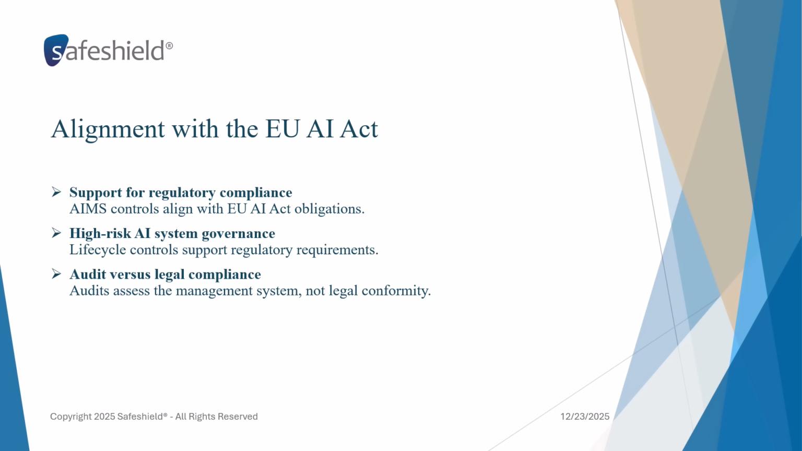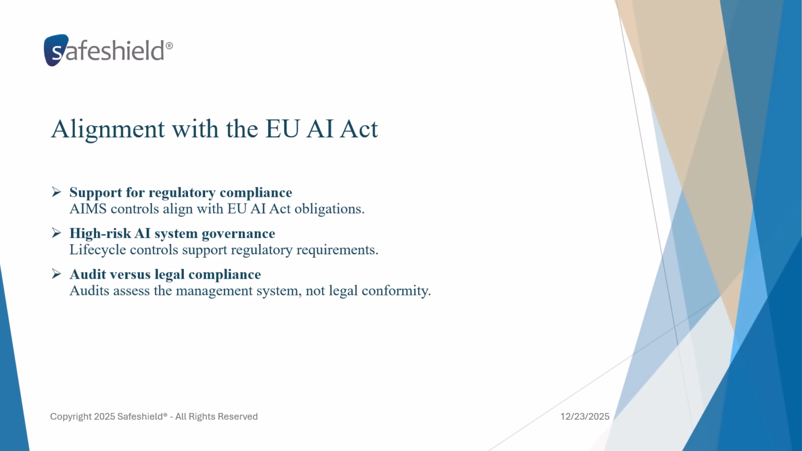Role definition and accountability requirements align with obligations to assign responsibility for compliance and oversight. Monitoring and corrective action processes support incident handling and continuous compliance. Organizations operating in or targeting the European market benefit from using ISO 42001 as a governance backbone. AIMS documentation and records can be leveraged to support regulatory filings, conformity assessments, and supervisory authority inquiries.